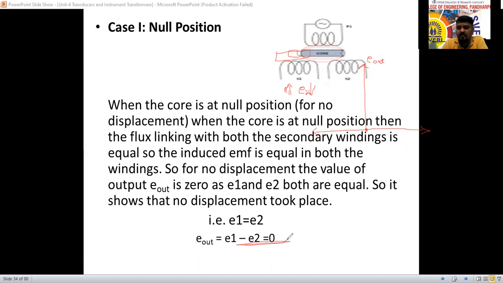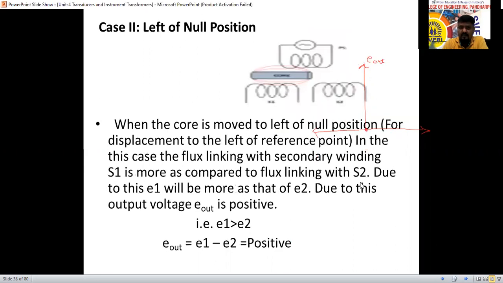E1 minus E2 is positive only, na? When it is at left side. If it is left side, then the output is positive. Already we have discussed this one. I will change that slide also. See here, it is left of the null position. Then the output is positive. Positive means this one we are going to consider as positive here now, and this one we are going to consider as negative here now.